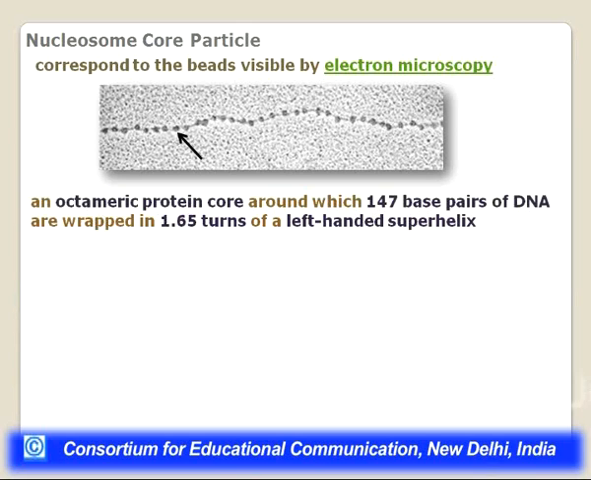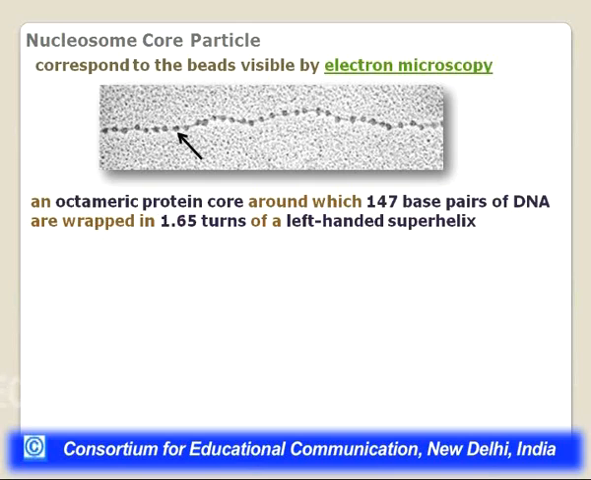an octameric protein core around which approximately 147 base pairs of DNA are wrapped in 1.65 turns of a left-handed superhelix. So, what is an NCP, or what is a nucleosome core particle? It is an octameric protein core. So, there are 8 protein components, histone components, around which approximately 147 base pairs of DNA are wound, in approximately 1.65 turns, and the superhelix is a left-handed superhelix.